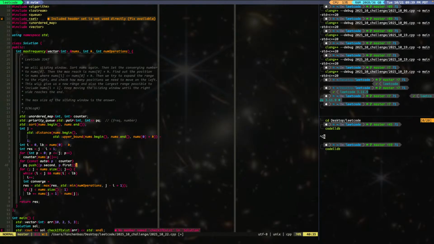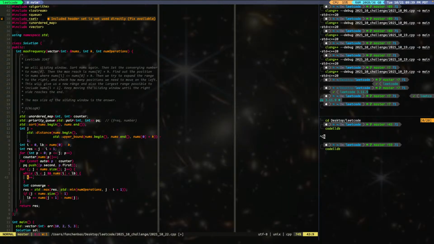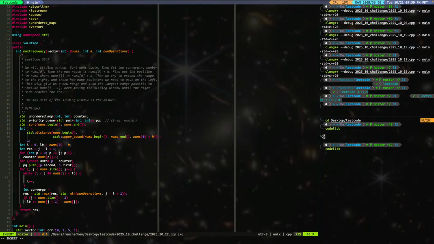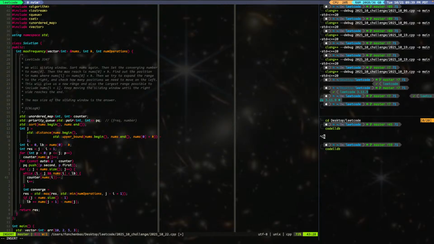And then when we do this, nums I is smaller than the left value, so I need to move forward. So we do counter nums I minus minus, and then I plus plus. Right, that's fine. So this is done. We don't have to do this.